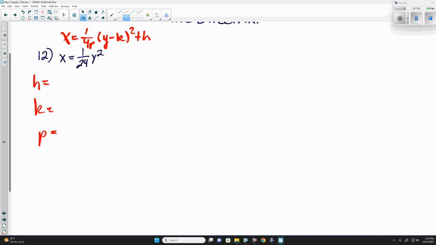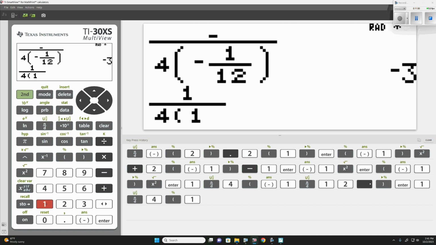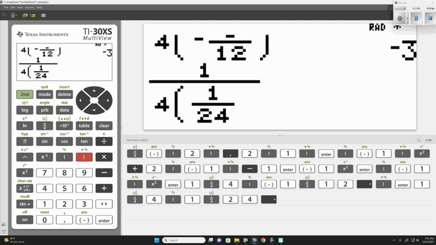What are h and k for this here? 0 and 0. Because we don't have a set of parentheses, so there is no k value. And we don't have anything added to the end, so there is no h. But we do need to find the value of p. P is equal to 1 over 4 times 1 over 24. 1 over 4 times 1 over 24 is 6.